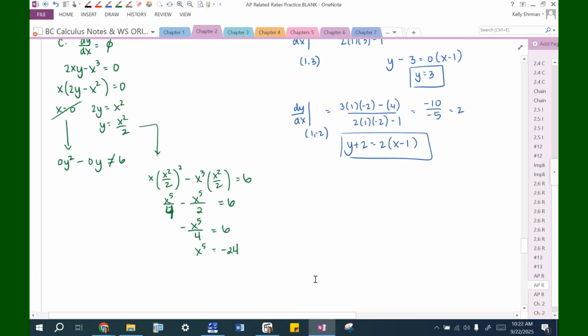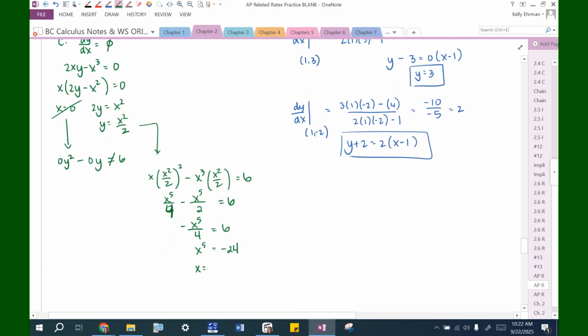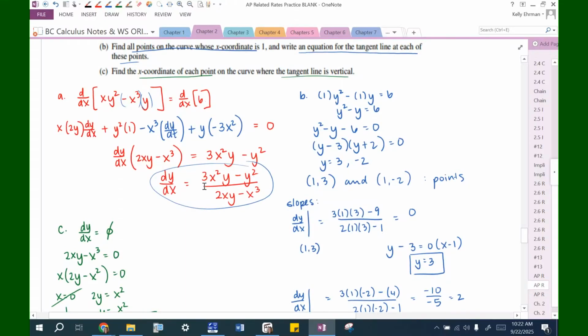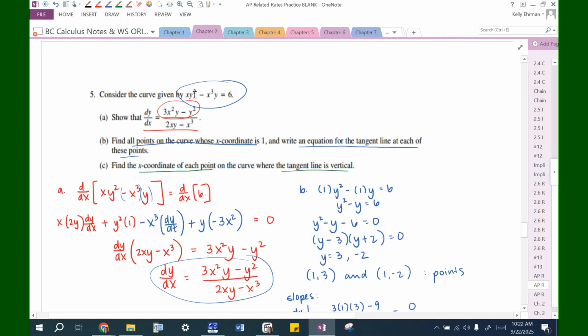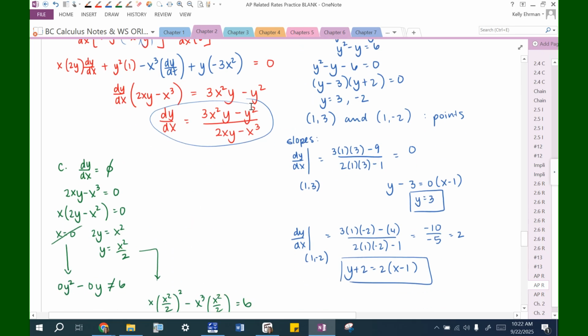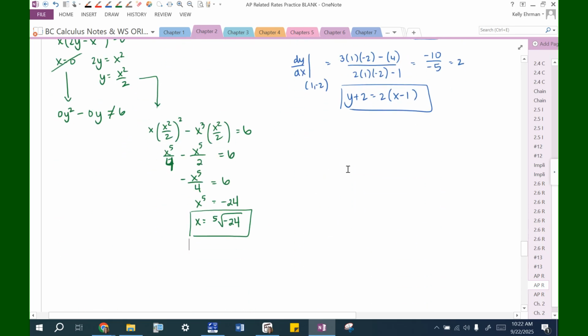You are allowed odd root solutions. So x is the 5th root of negative 24. There's no plus or minus because it's an odd root. I'm not going to double check my answer. I don't have time, but I have a feeling this is not no solution all around. So I bet you could plug negative 24 to the 1/5 in here for x and x squared over 2 for y and get something that works. But I'm just going to leave it at that.